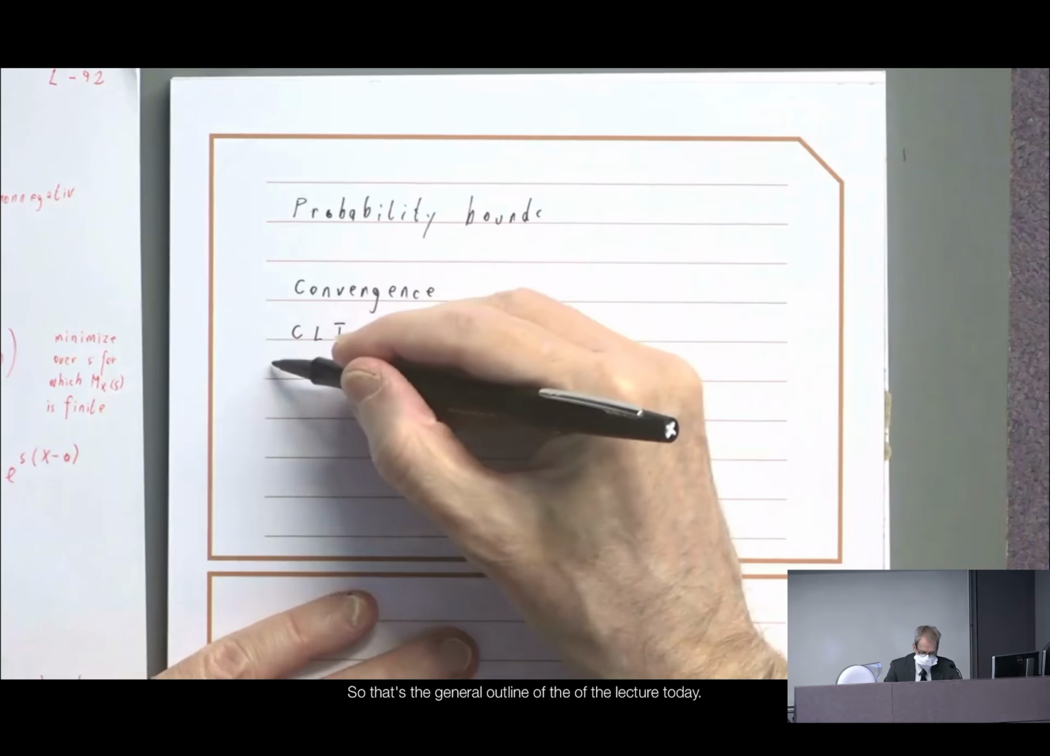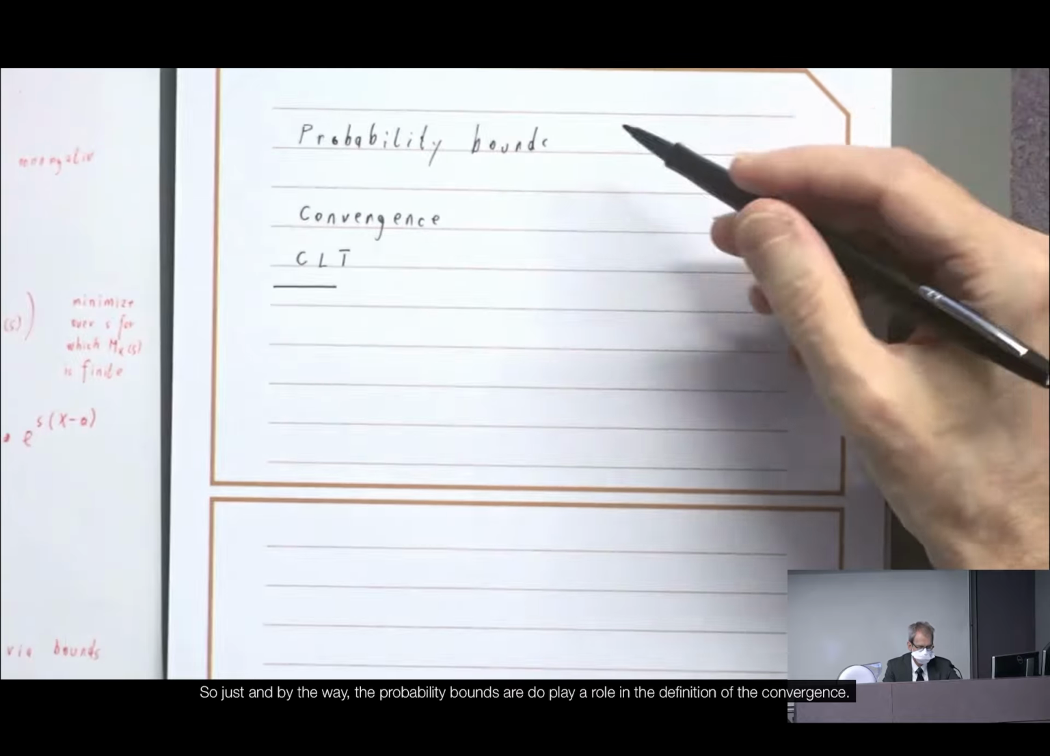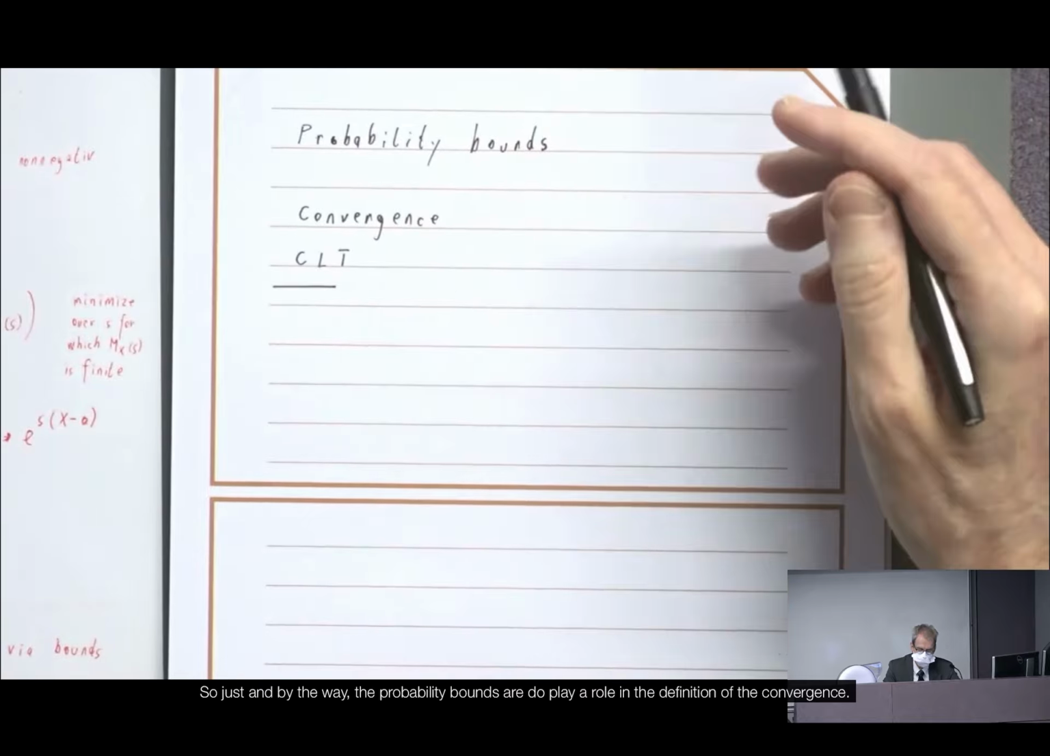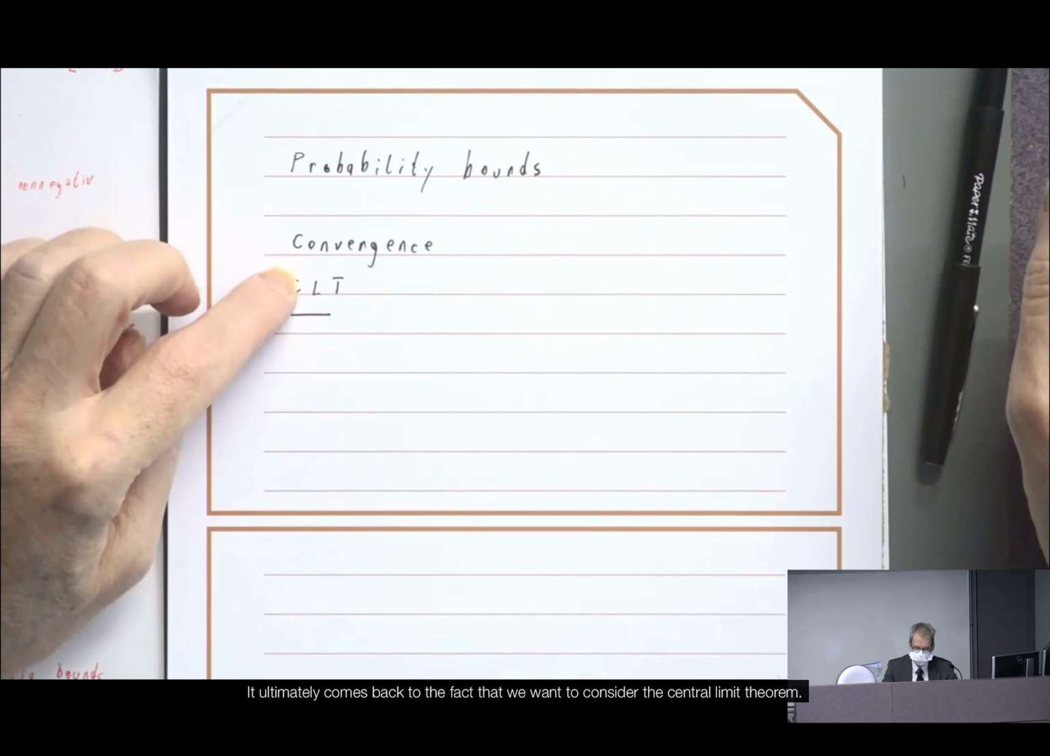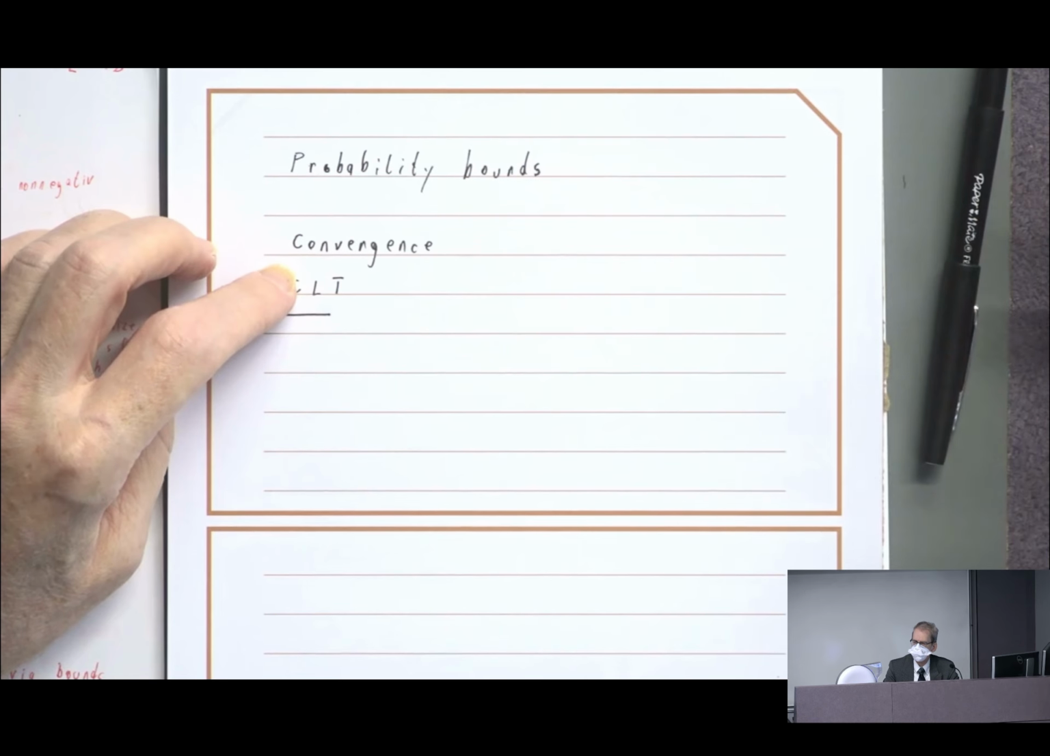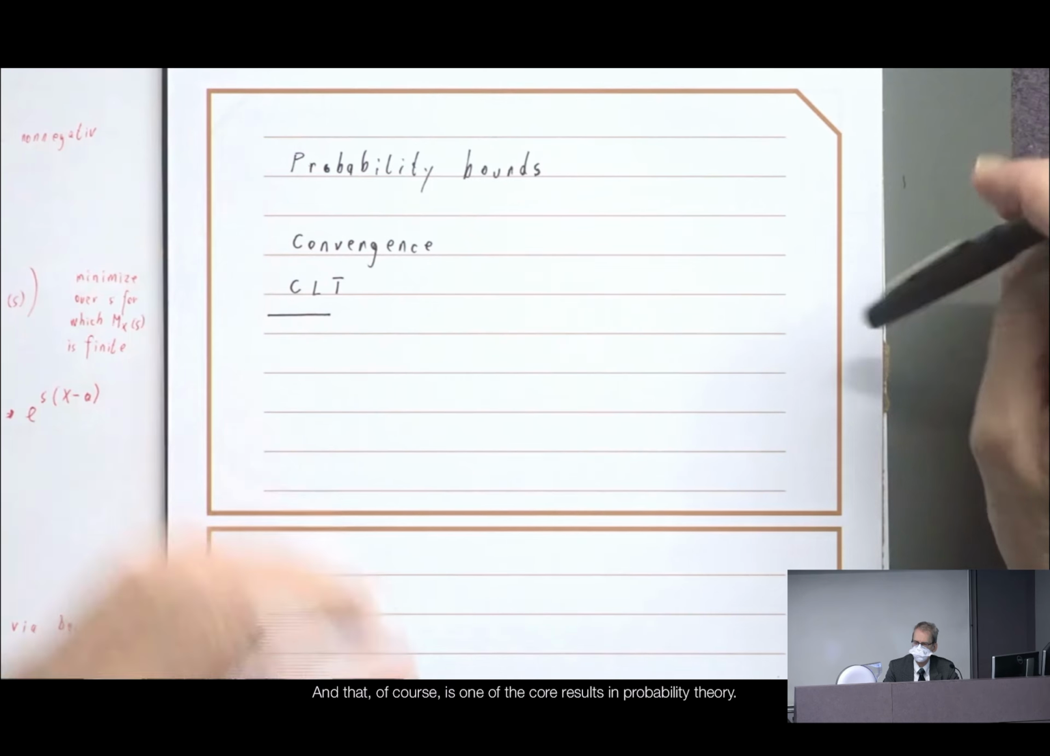So that's the general outline of the lecture today. And by the way, the probability bounds do play a role in the definition of convergence, so one builds upon the other. So just that you're not wondering why we are going off on this mathematical tangent right now: it ultimately comes back to the fact that we want to consider the central limit theorem, which is one of the core results in probability theory.